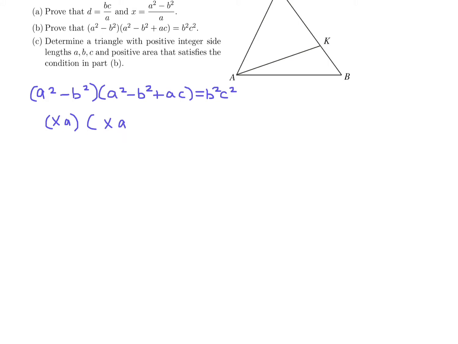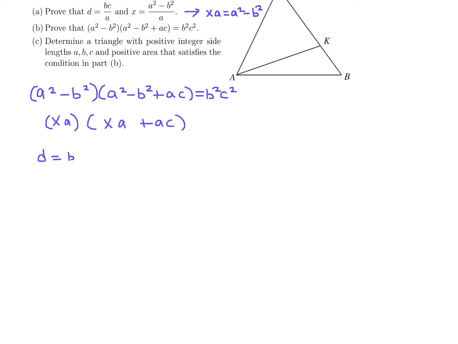And then this one just becomes XA, like that, right? Because if you look at this equation, you've multiplied through by a, you get xa is equal to a squared minus b squared. So that's why I can make that substitution. And then this is just AC.